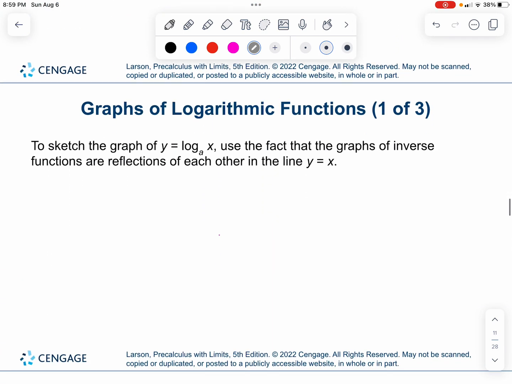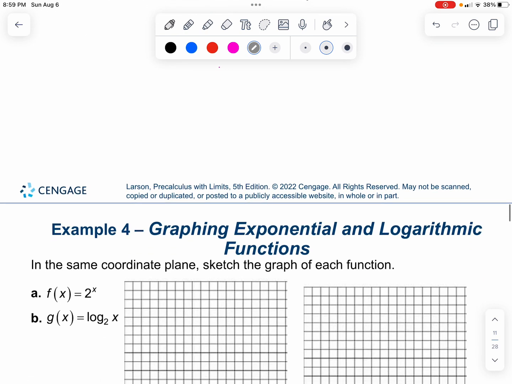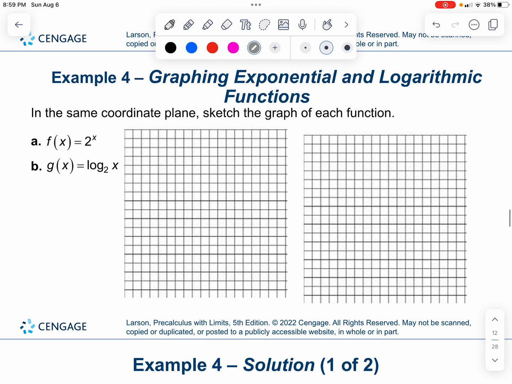All right, when we're looking at graphs, in order to sketch the graph of a log function, we are going to use the fact that the graph of an inverse function is a reflection over the line y equals x. So here, these are inverses of each other. So if I graph 2 to the x, and then I reflect it over the line y equals x, which is the inverse line, I will get the graph of log base 2 of x.